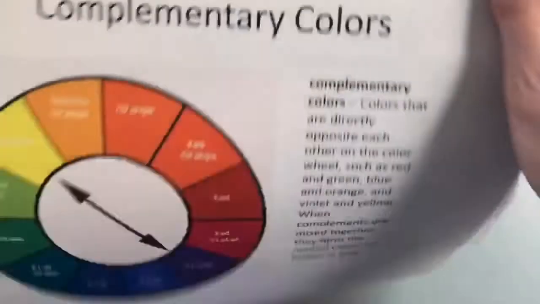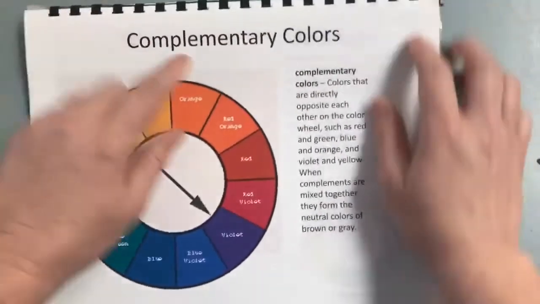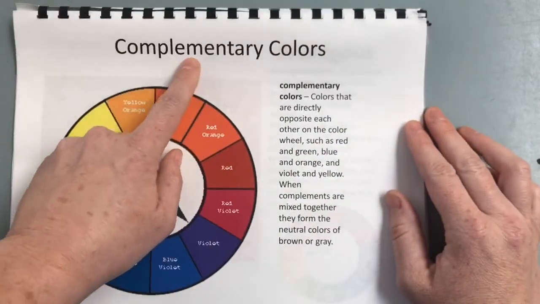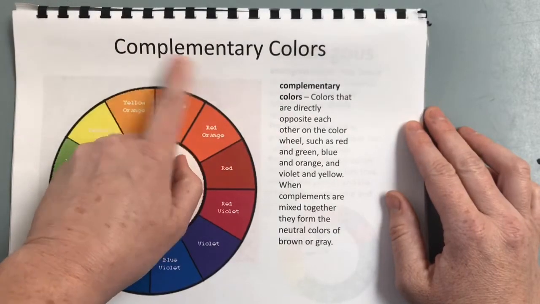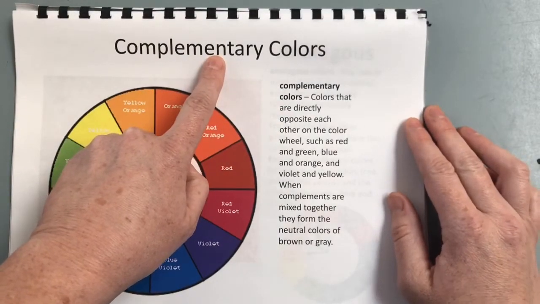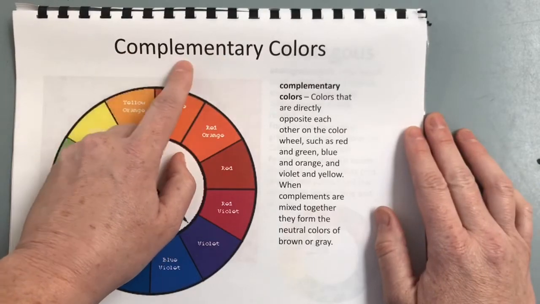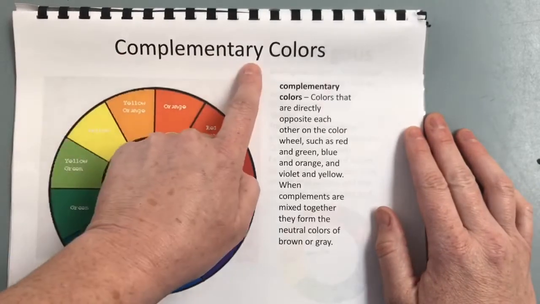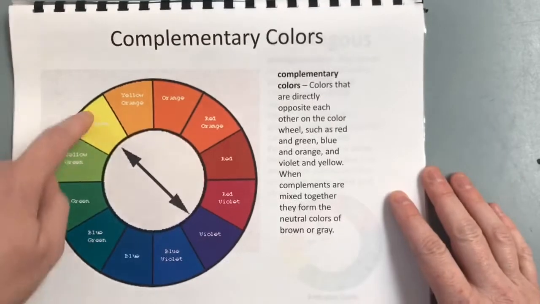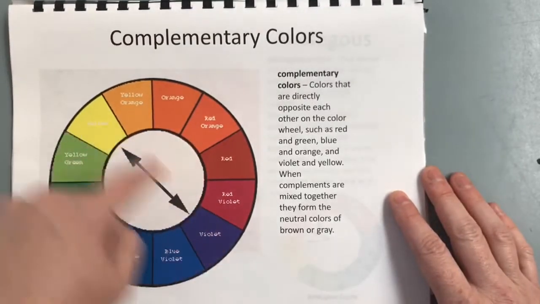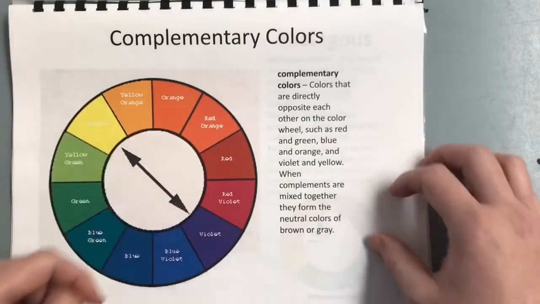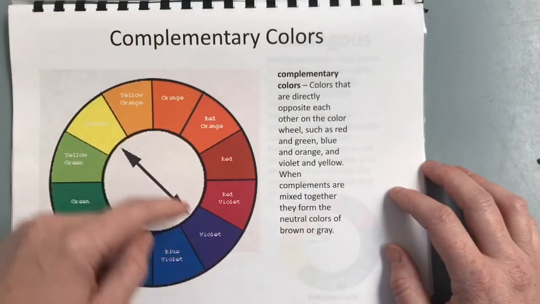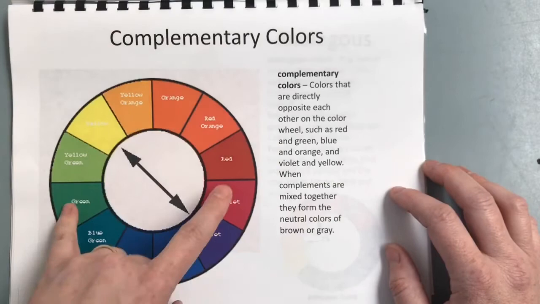Complementary colors. Notice this is an E, complementary, not complimentary. That's not an I. If you give someone a compliment on their hairstyle or their outfit, that is spelled with an I right there. Complementary means opposing colors on the color wheel. Okay? Literally opposite each other. So yellow and violet, orange and blue, green and red.